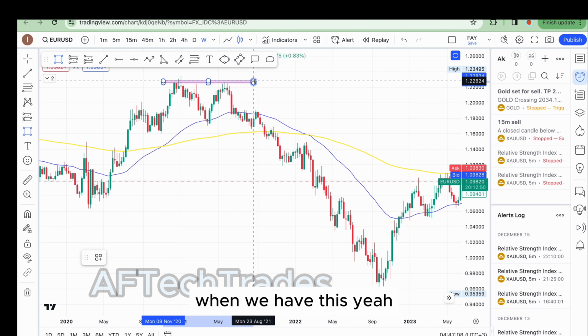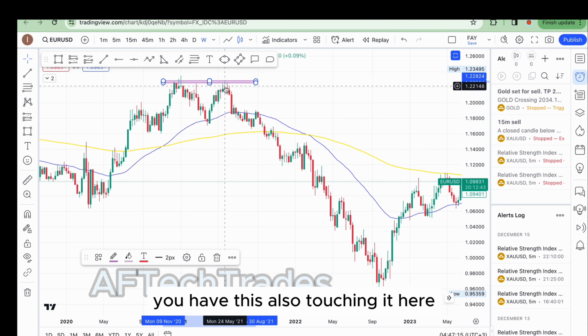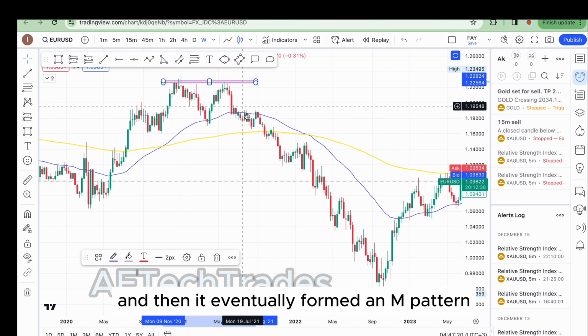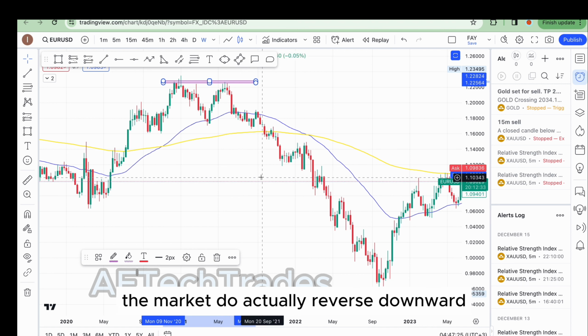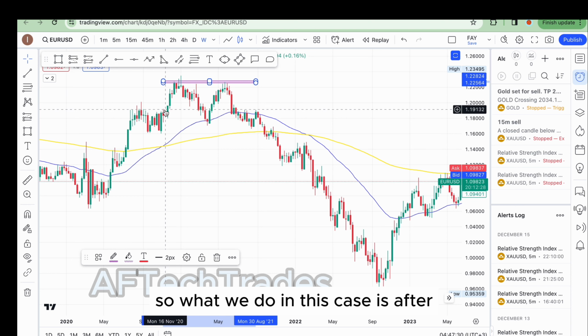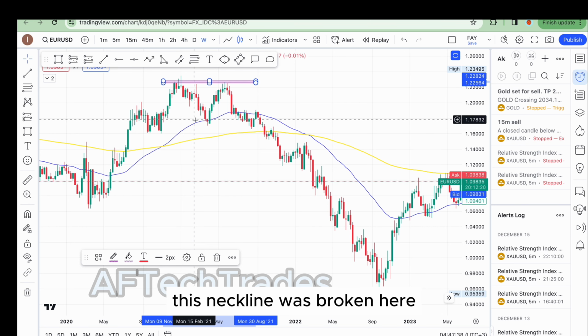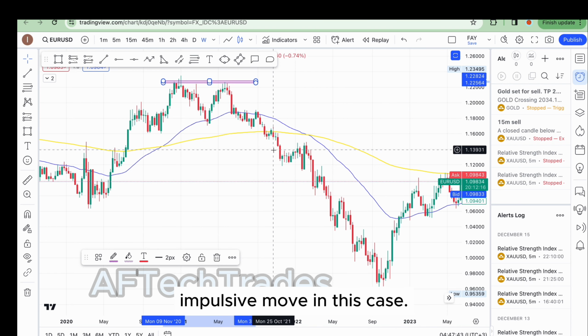When we have this zone here where the market reached here, you have this also touching it here. So this is a double top, and then it eventually formed an M pattern, which is a reversal pattern, and we saw it clearly afterwards that yes, the market did actually reverse downward. So what we do in this case is, at what point was this broken? Right, this neckline was broken here, which tells us that this is our first impulsive move in this case.